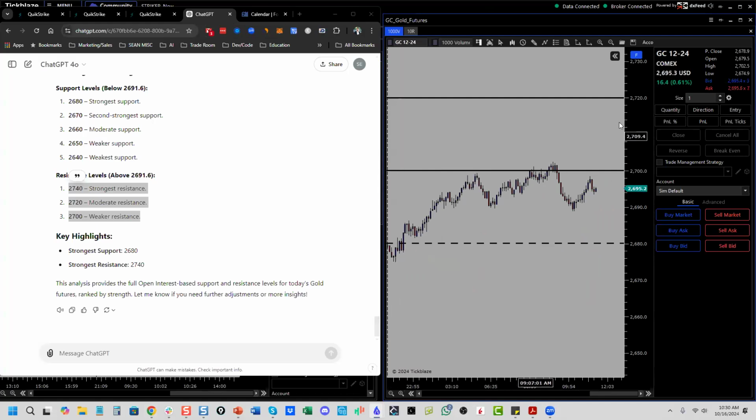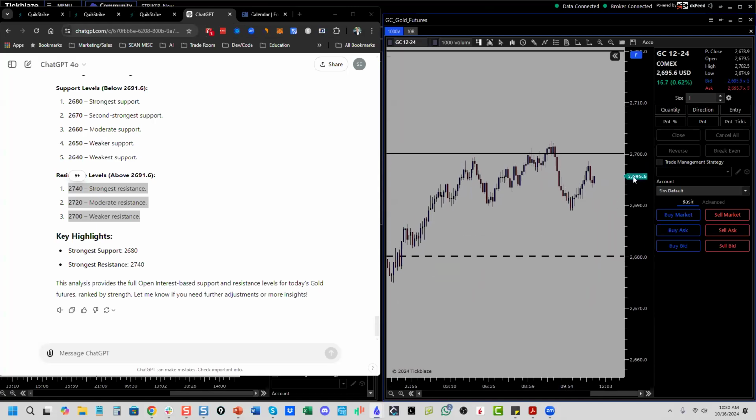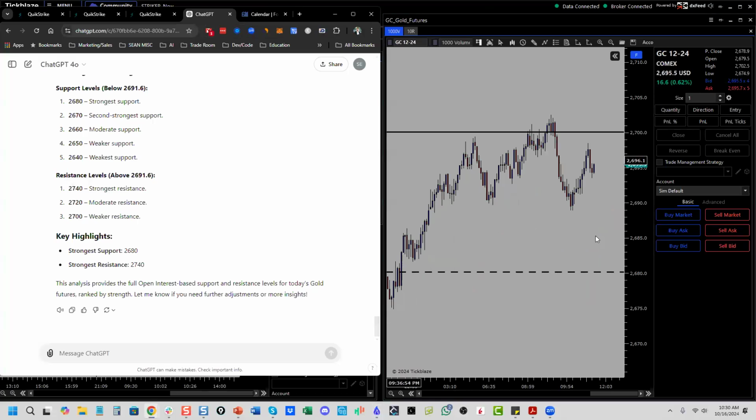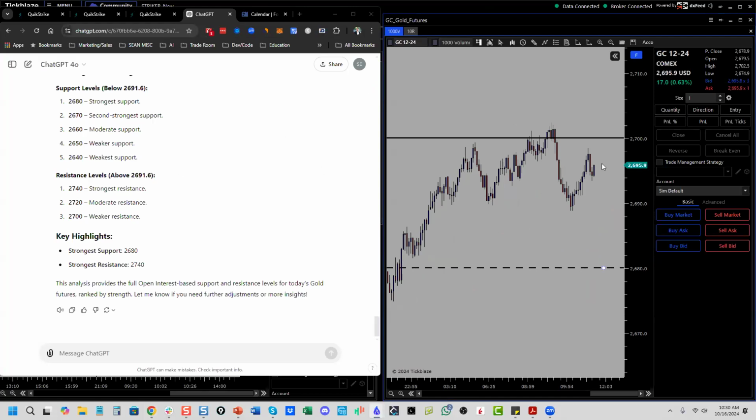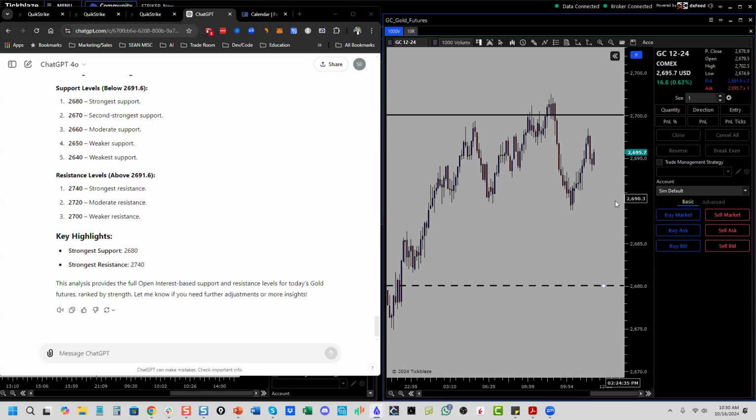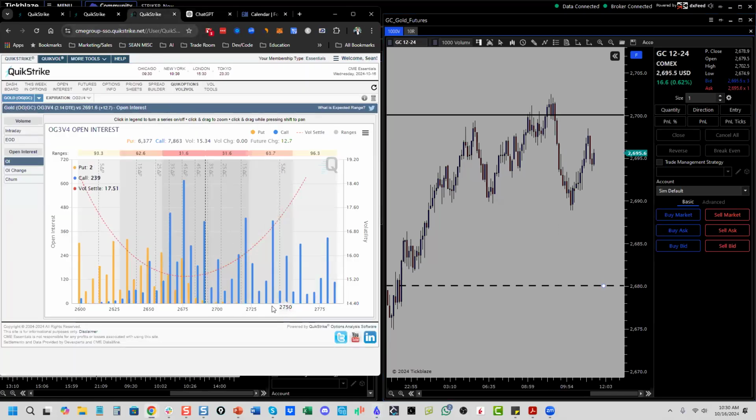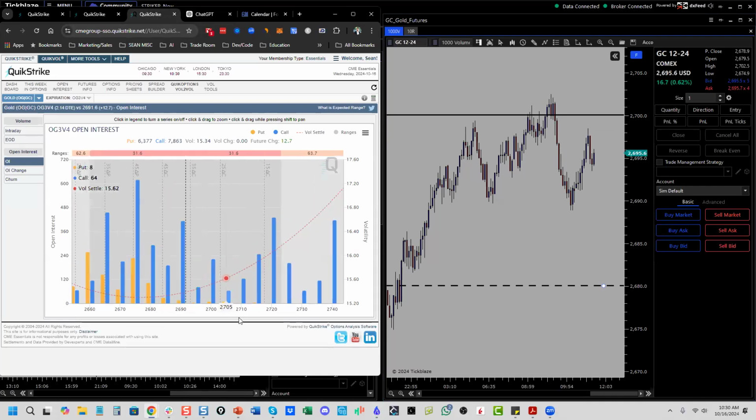Support levels. So 20, there we go. Let's do support. And see, it picks the strongest, because that's what I'm asking it to do. But if you take a look at 2690, so if I go back in here and I look at 2690, this was a put level that failed. So this is something you need to understand.